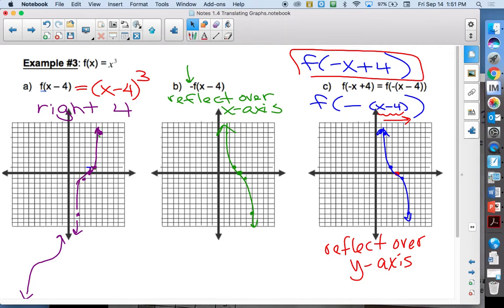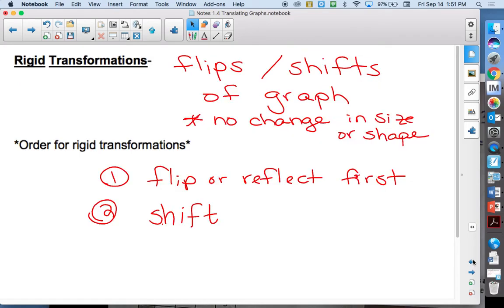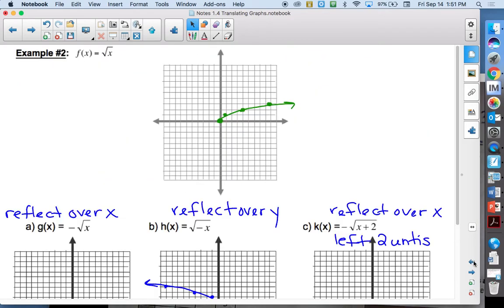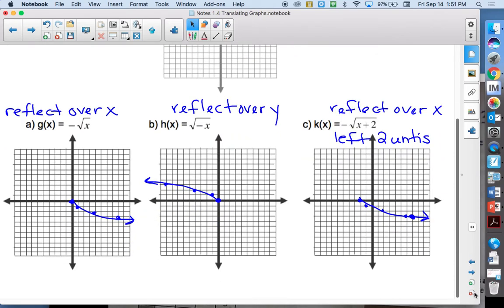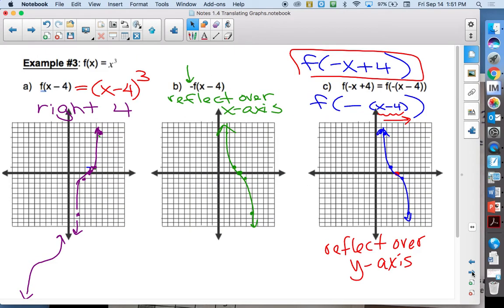But you notice that B and C are actually the same exact graph. That doesn't happen for all of them. So a reflection over the x-axis is going to be different than a reflection over the y-axis. And you could see that on the previous one we did. It's definitely a different reflection. But because of the way the graph splits, a reflection over the x and a reflection over the y happen to look exactly identical over that graph. That happens with every x cubed graph. Questions?